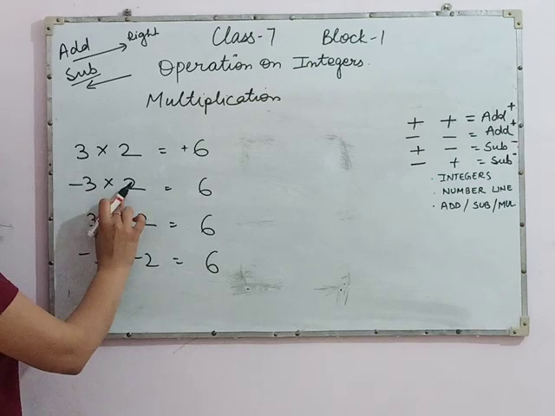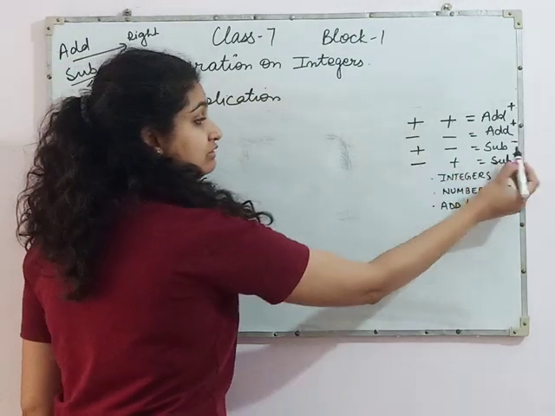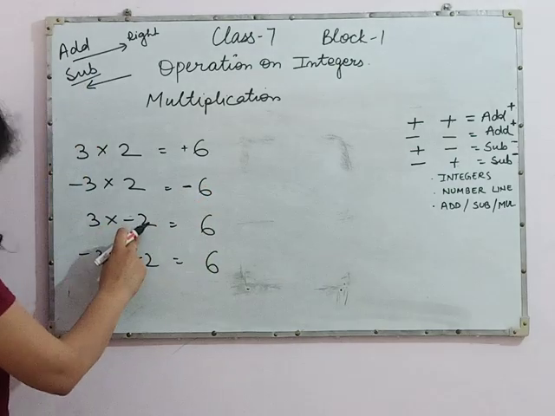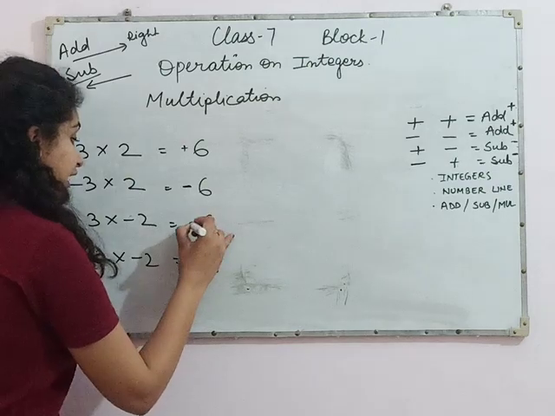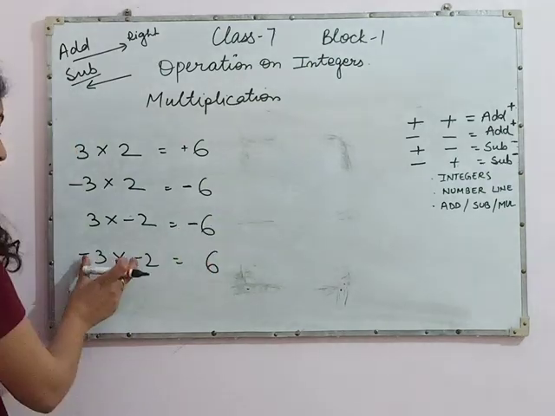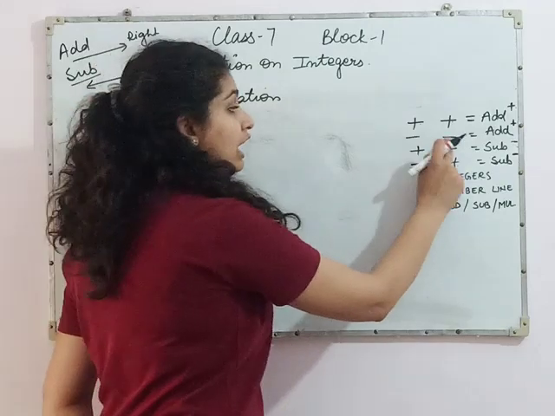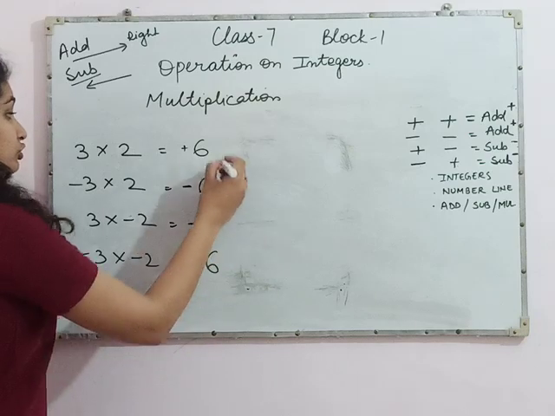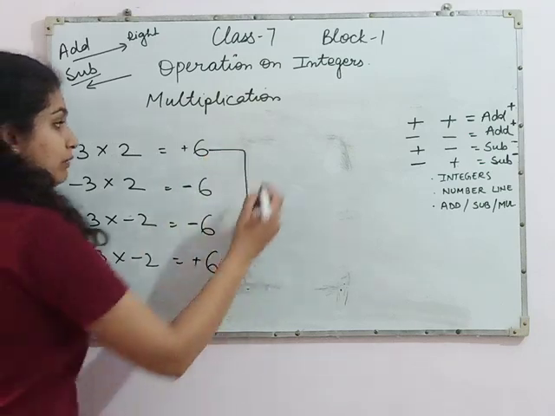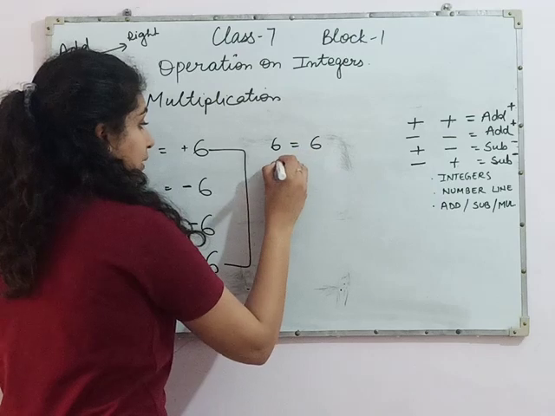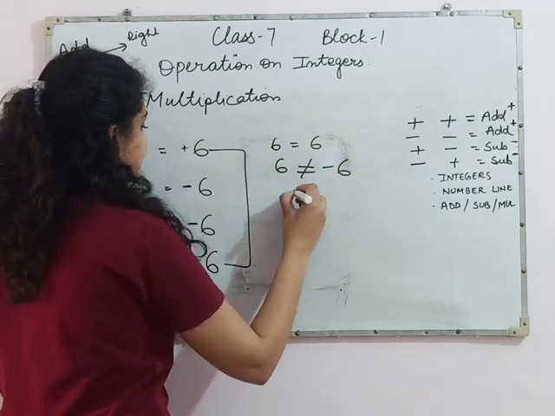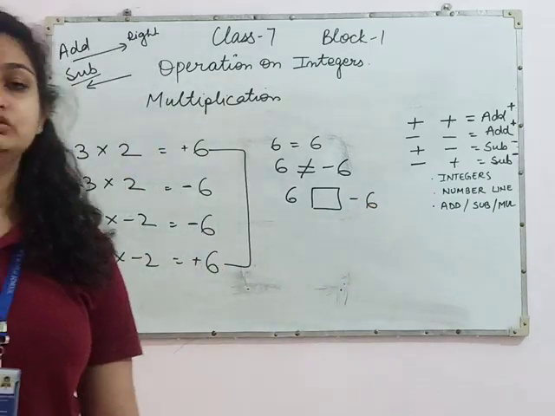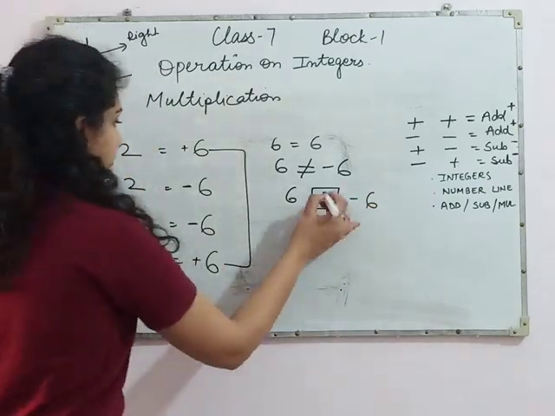One is negative, one is positive, which generates a negative integer. One is positive, one is negative, again generates a negative integer. Both are negative, then again they will generate a positive integer. So these two are equal because 6 can be equal to 6. But 6 cannot be equal to minus 6. Now tell me, which one is greater? I told you that a positive number is always greater than a negative number.